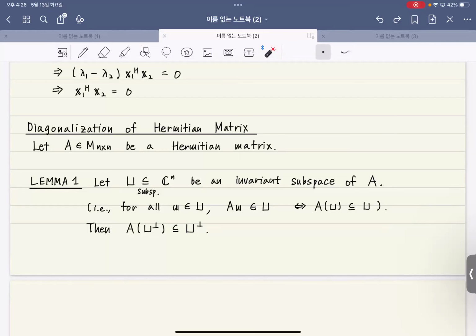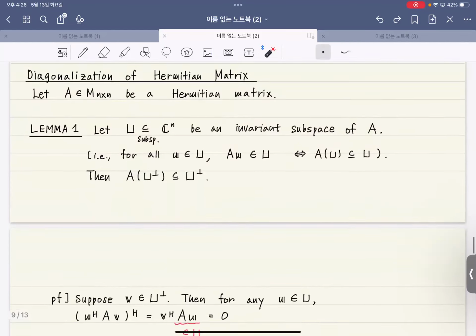So if you somehow lose your track during the proof, that's okay. Don't be discouraged. So, Lemma number 1.